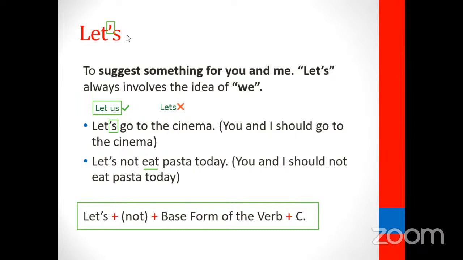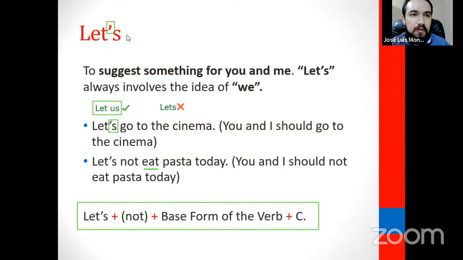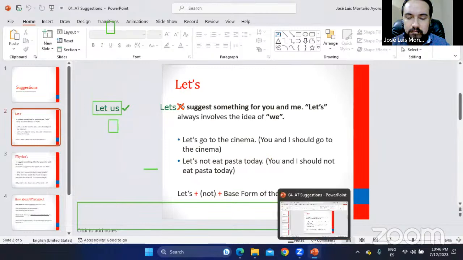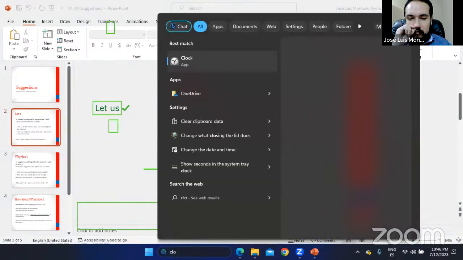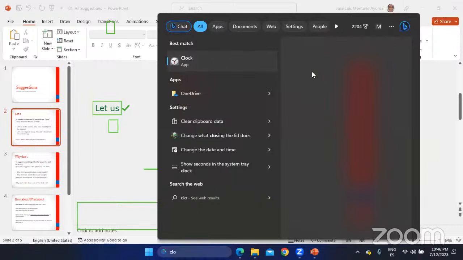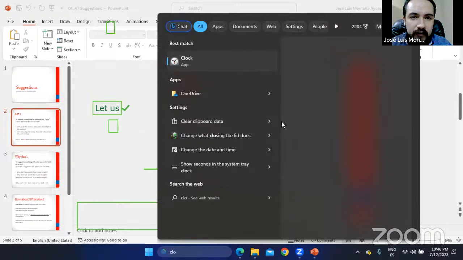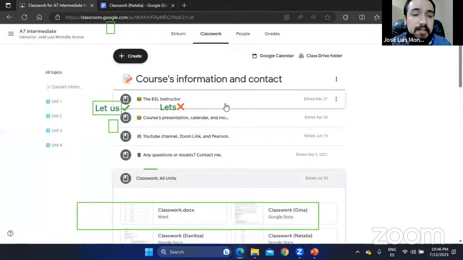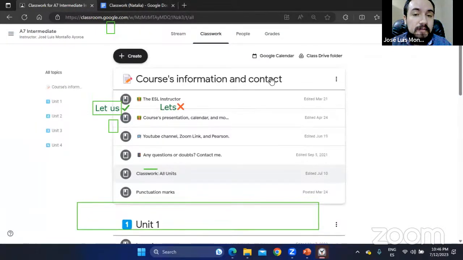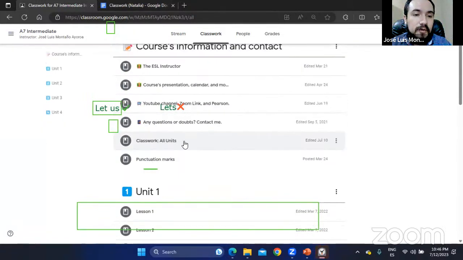In Google Classroom, right? Yes, that's right. You go to Google Classroom, you go to classwork, you look for classwork all units, and you look for the document and file with your name. Sorry, is in Unit 1? Give me a second, please. I'm going to verify. I'm opening this one. No, it's in the general description, Natalia. It says courses information and contact, and it says classwork all units over there.